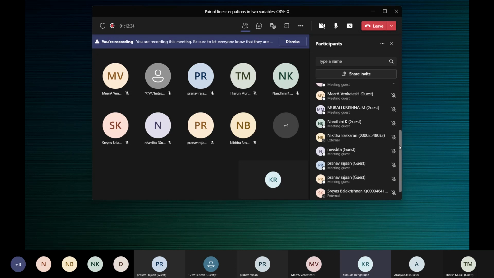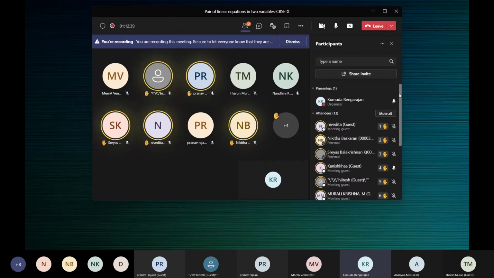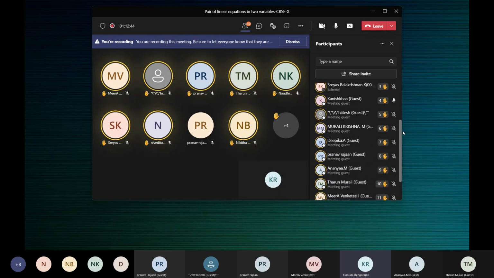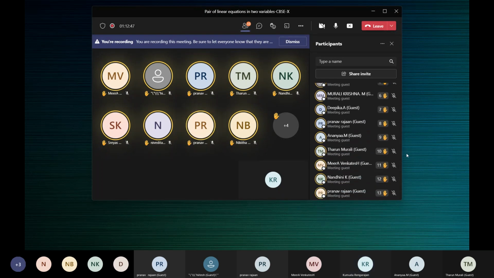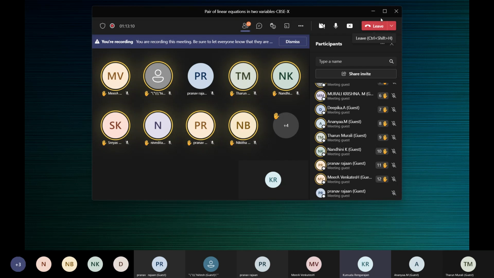All of you can use the raise hand option to raise your hand. Please use the raise hand option. Raise your hand, class. Nivedita, Nikita, Shreyas, Kanishka, Hitesh, Murali, Deepika, Pranav, Ananya, Tarun, Meera, Nandini, and Pranav. Pranav has logged in from two different devices, is it? For me, computer. Ma'am, mic didn't work, ma'am. Okay. I'll let you know. Very good. All right.